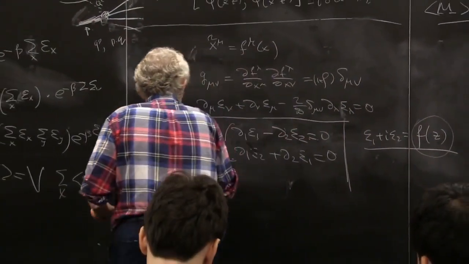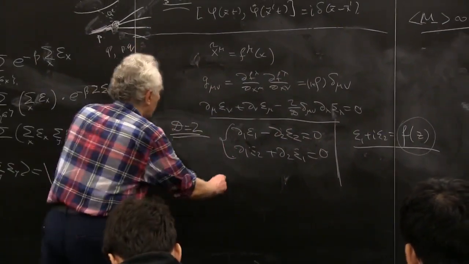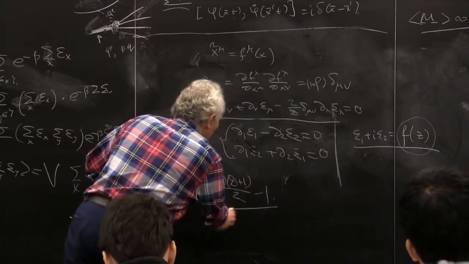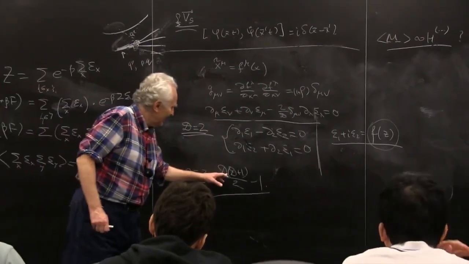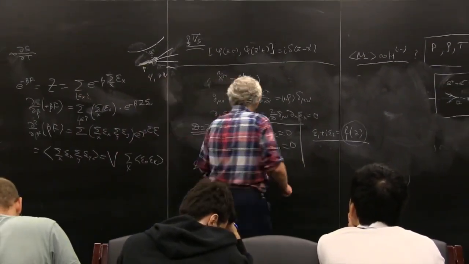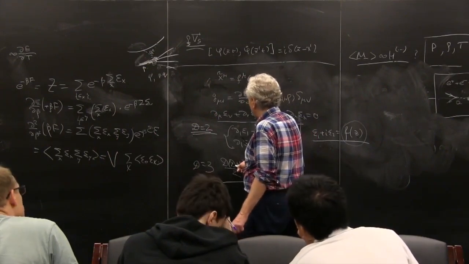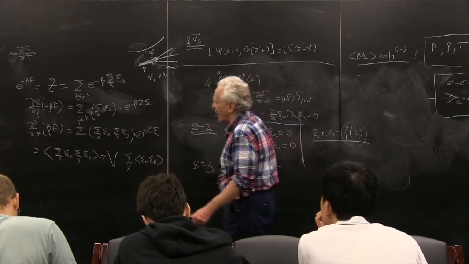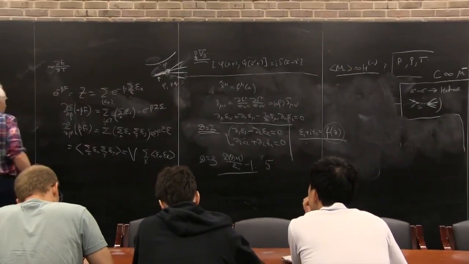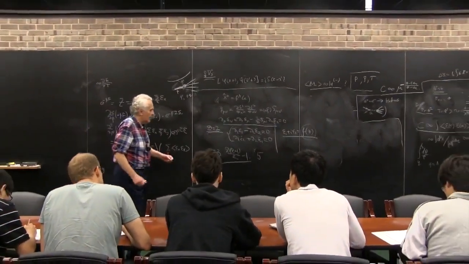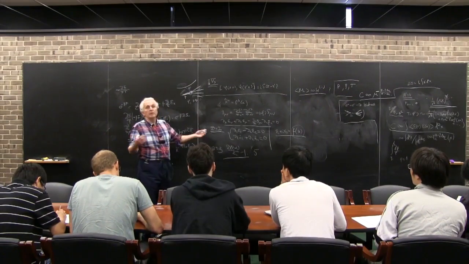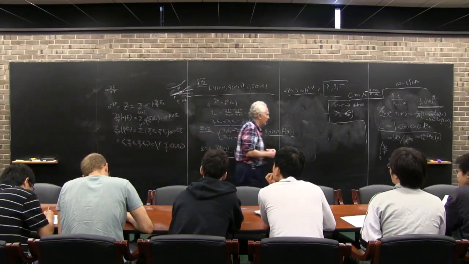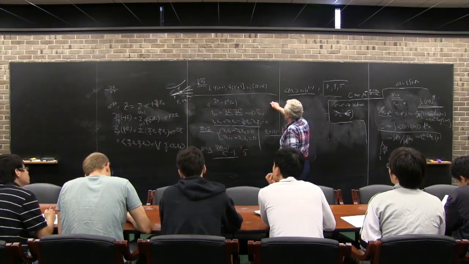Now, as you go to d equals 3, the number of equations will be 3 plus 1 is 4, is 5, while the number of unknown functions is 3. Generally speaking, it means there is no solution, or there are some exceptional solutions. In fact, we know that there are some exceptional solutions.